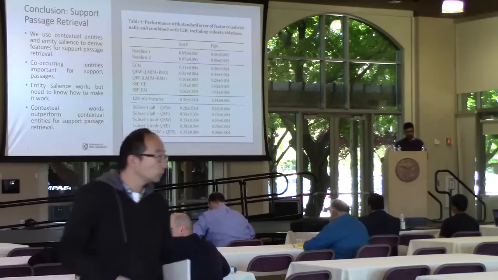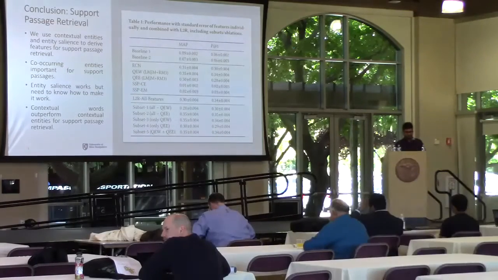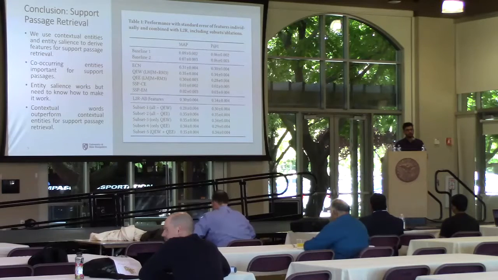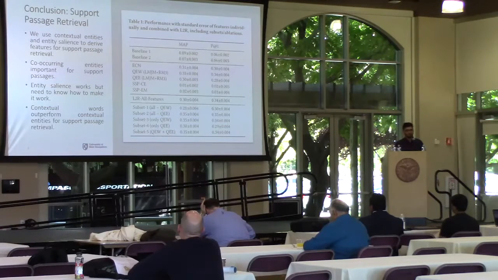We found that co-occurring entities are important indicators for support passages in our approach, and entity salience does work, but you have to know how to make it work, because most of the times in your candidate set of passages that you retrieve, there will not be passages which are salient for the entity. So in that case, the quality of the candidate set becomes important, and contextual words outperform the contextual entities for support passage retrieval.